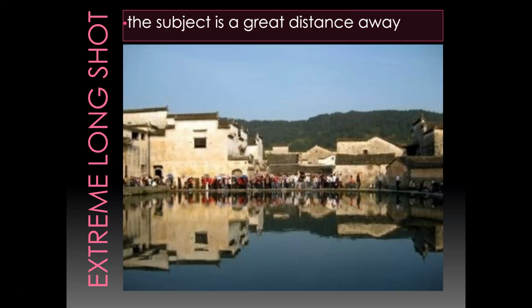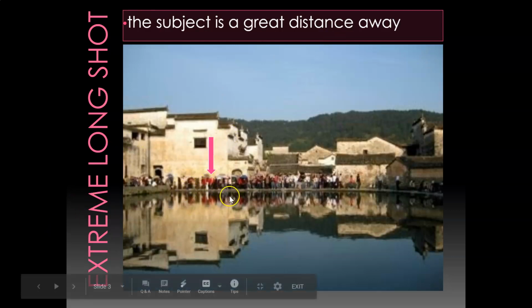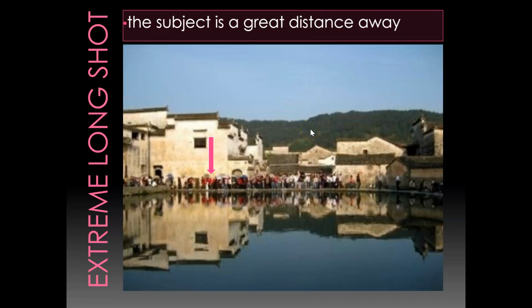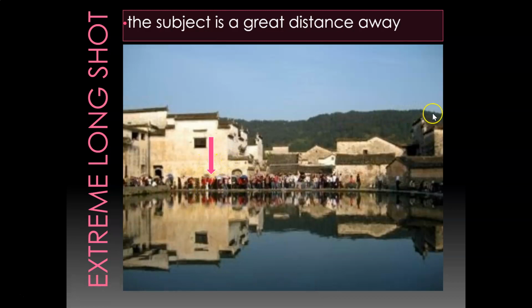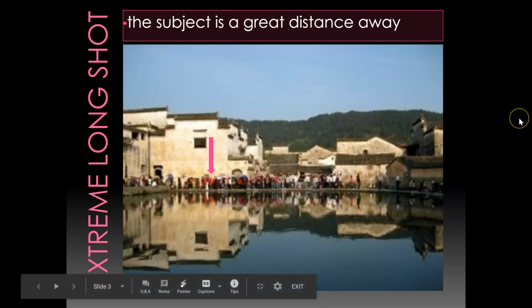First we have an extreme long shot. An extreme long shot is where the subject is a great distance away. If you're watching a film and you see a scene where it's a close-up and he's walking, and then all of a sudden the shot moves to this, this is an extreme long shot. If the director is using this, they really want to show more of the environment, the scene that they're in, rather than the subject themselves. So the subject is not of great importance in this shot. It is really more about the environment that they are in.